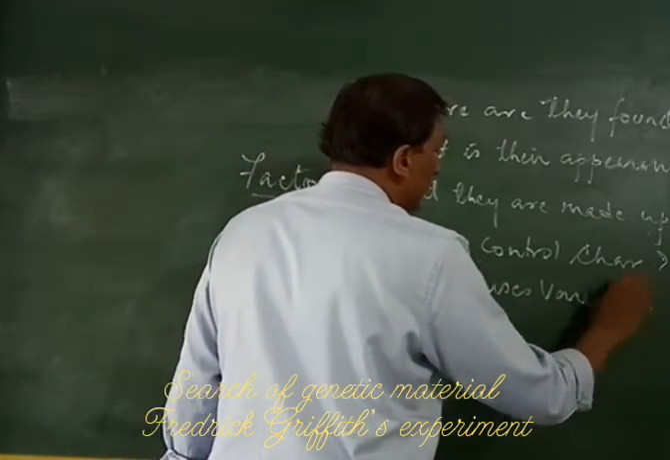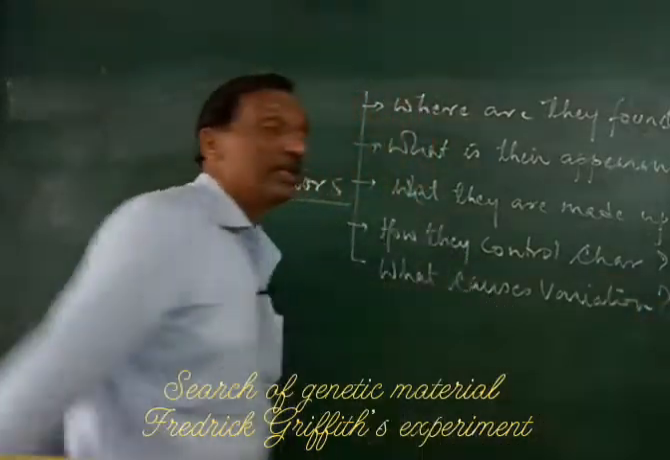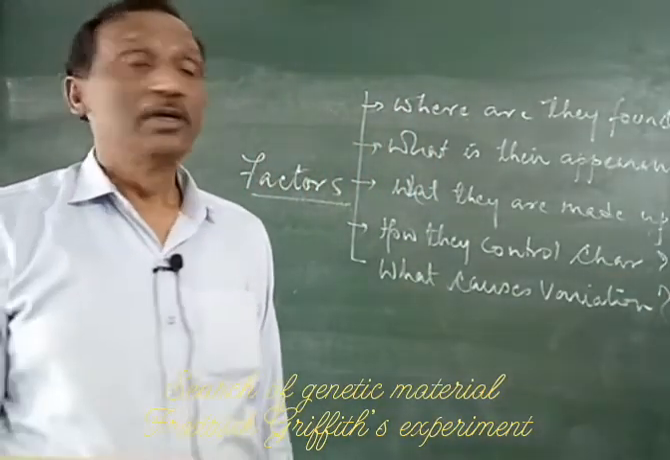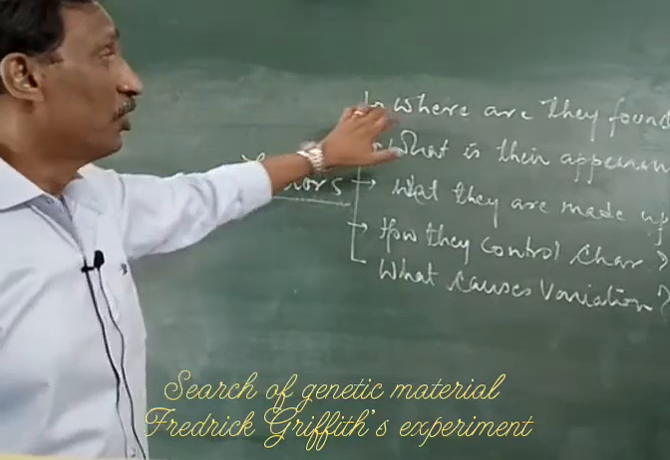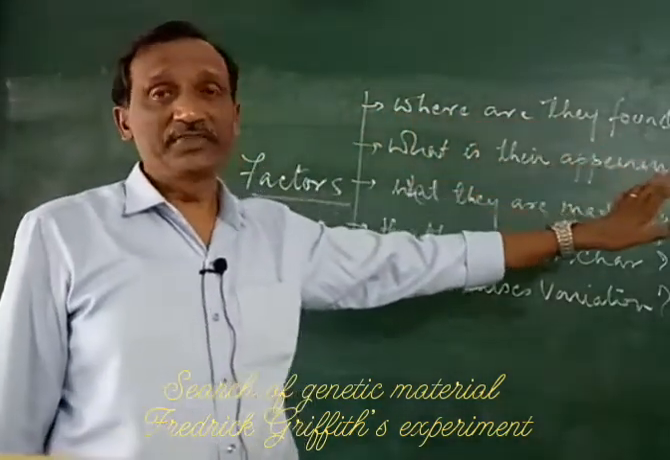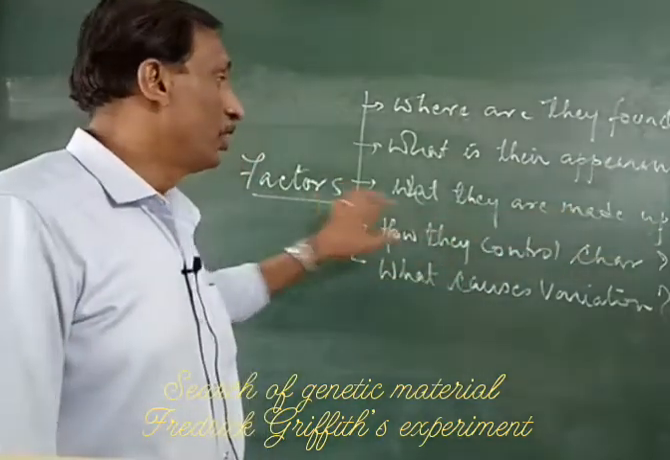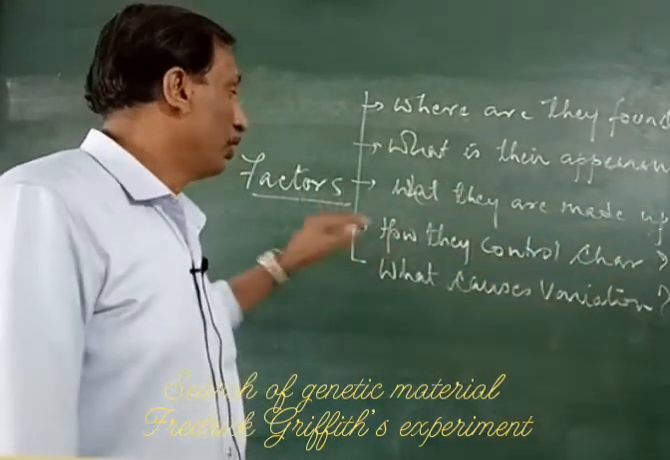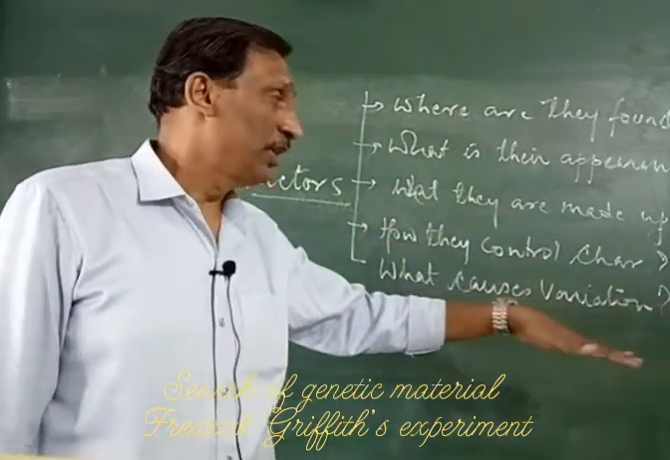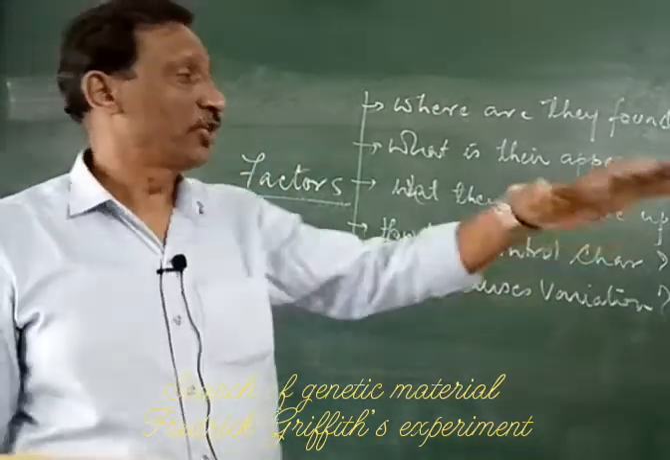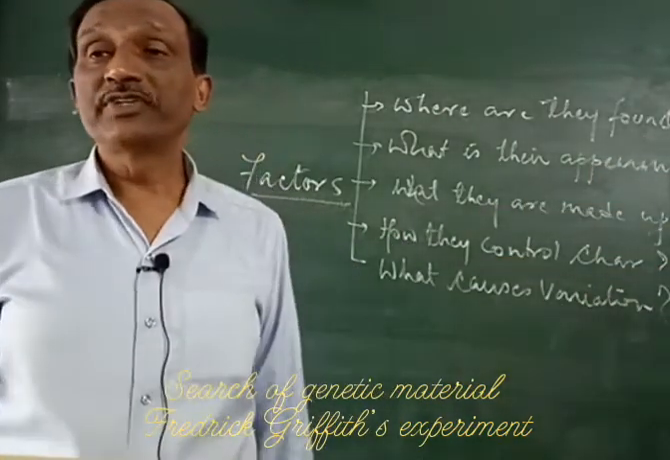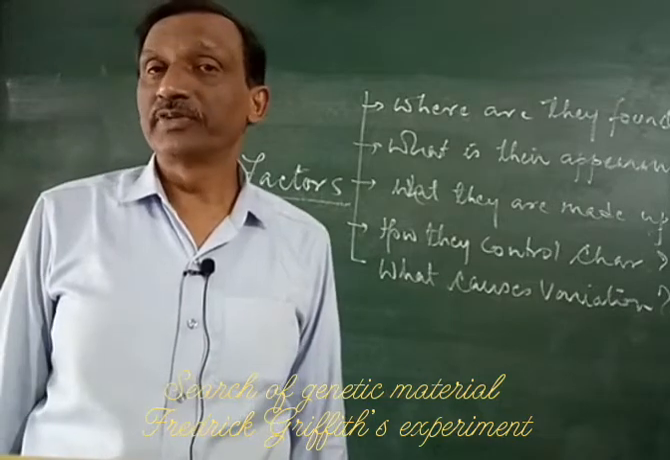We will be answering these questions in this chapter. There are 5 questions. Where are factors found? What do they look like? What are they made up of? How do they control a character and how do they cause variation? Variation also, that is mutation.